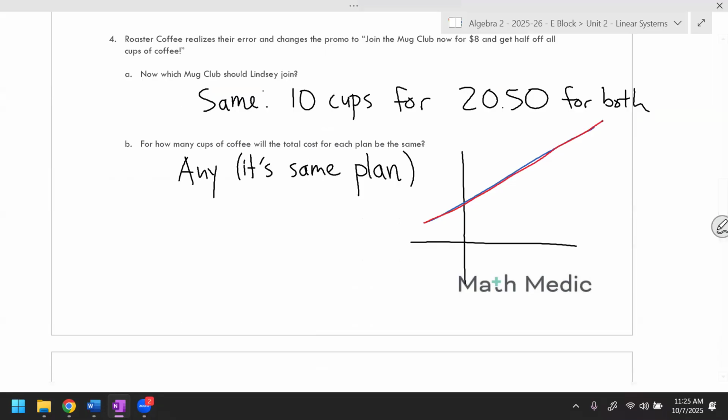Where are both equations true now? Everywhere. How many solutions are there? An infinite number of solutions, okay?